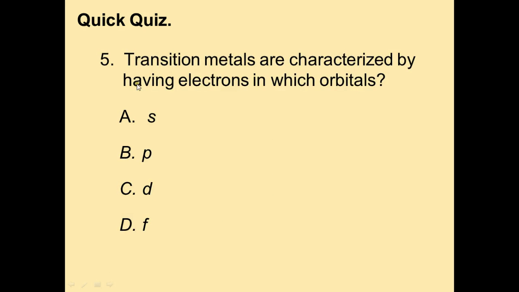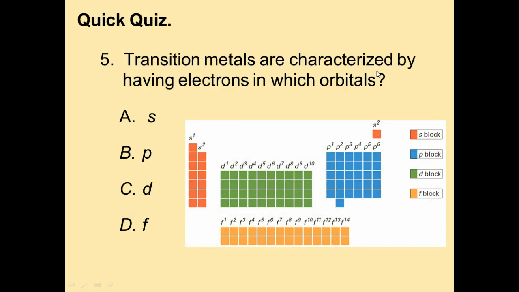And question number 5, transition metals are characterized by having electrons in which orbitals? So let's just look at the periodic table. And so this is the S block, P block, D block, F block. And so which block is the transition metals? So that would be the D block. So the transition metals have D orbitals, so the answer is C, because they're in the D orbital.